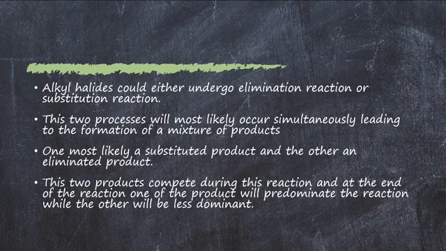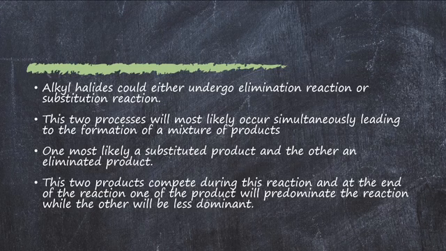These two products compete during this reaction, and at the end of the reaction, one of the products will predominate while the other becomes less dominant, just as I've read earlier. Now, alkyl halides could either undergo substitution reaction or elimination reaction. For you to understand this topic, I just want to give an example of something you might have done previously, so this won't actually look complex.